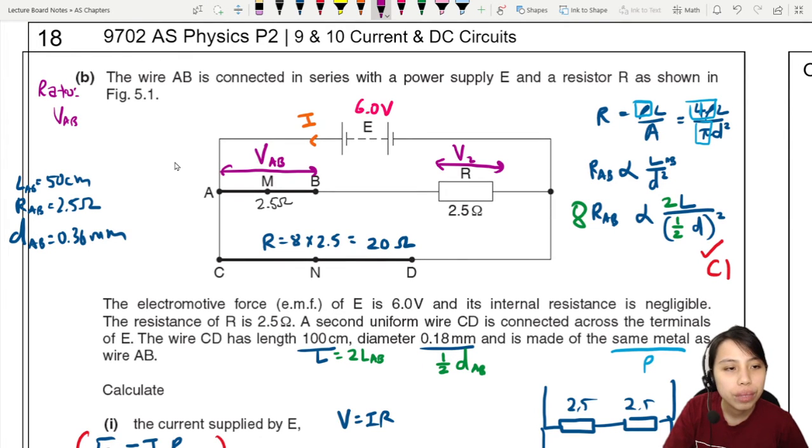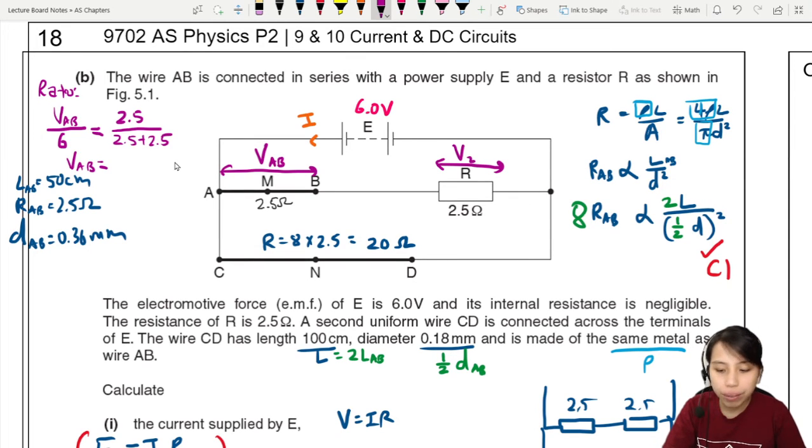Ratio, over the total, which is 6 volts provided to both in series, over the ratio of the resistance. So that will be 2.5 over the total resistance. So 2.5 plus 2.5. Okay, so we should get a VAB of 3 volts. Okay, so we got 3 volts here.